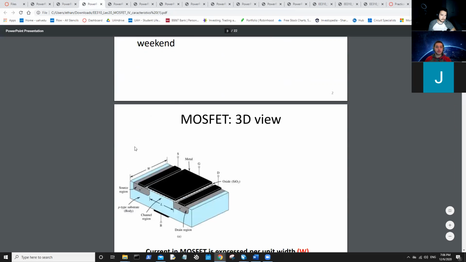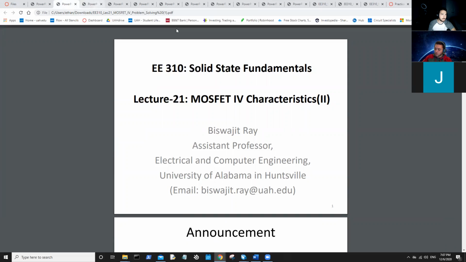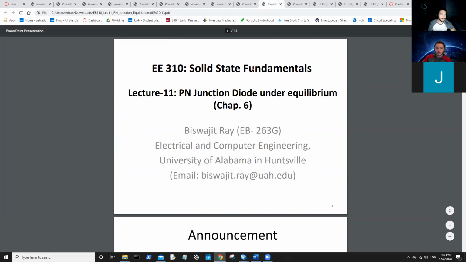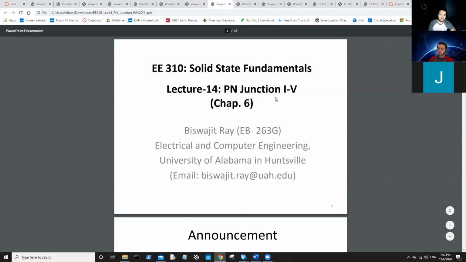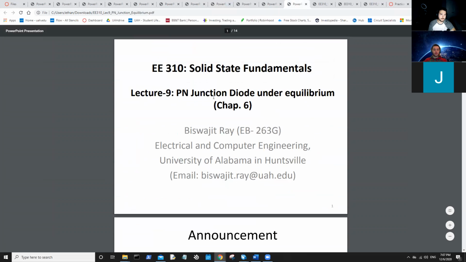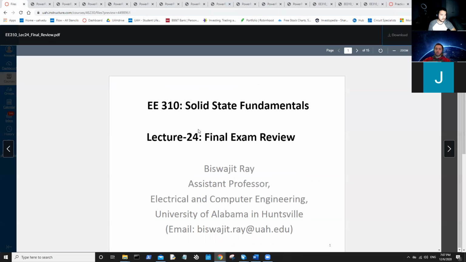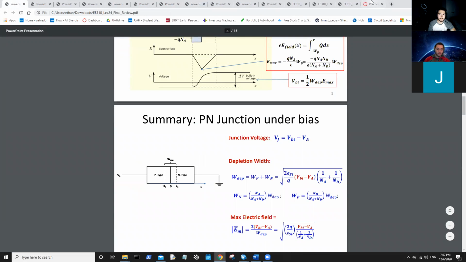You can even see the exact same figure. This PowerPoint is lecture 20 and 21 for MOSFETs. And then PN junction, this is the equilibrium. It goes 11, 13, and 14, because 12 was the midterm or a quiz review slide. One or the other, it wasn't important. And then this is the intro PN junction. No, this is equilibrium. Yeah, 9, 10, 11, 13, and 14. All right. This is the final exam lecture. Did I download this? Yes, I did. So I can get rid of this.